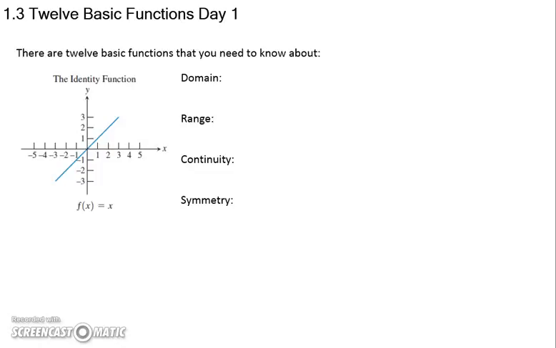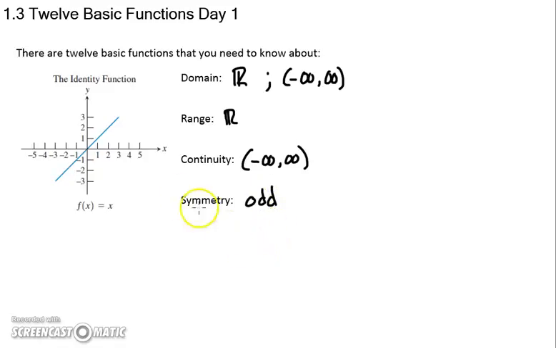Alright, in this video we're going to explore the 12 basic functions and a couple of their properties. So we're going to start with the identity function, and you'll notice down here the identity function is f of x equals x. The domain is going to be all real numbers, or everything from negative infinity to infinity. The range is also all real numbers, which is negative infinity to infinity. It's continuous from negative infinity to infinity, and its symmetry is the fact that it's an odd function, so symmetric about the origin.